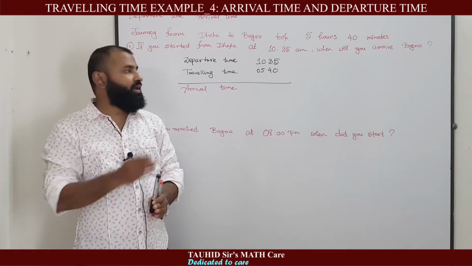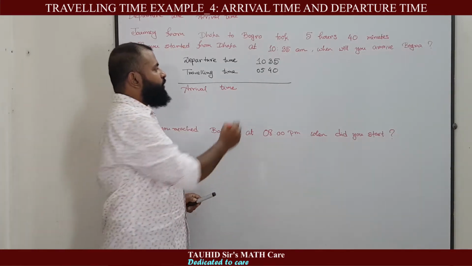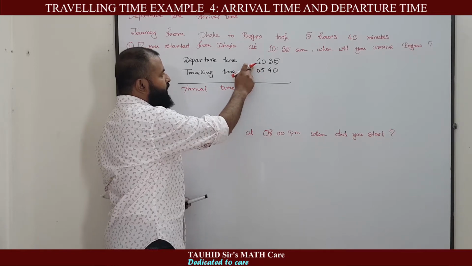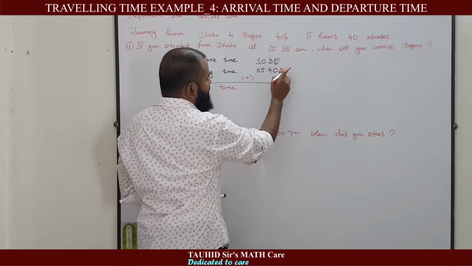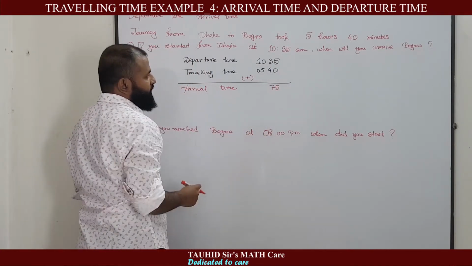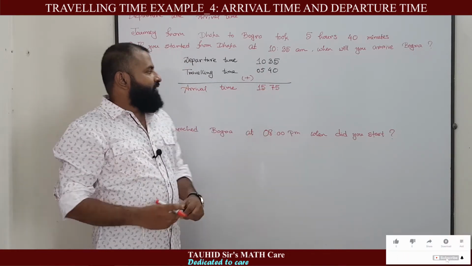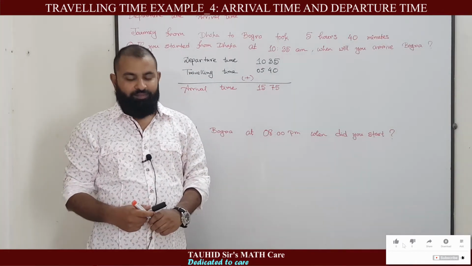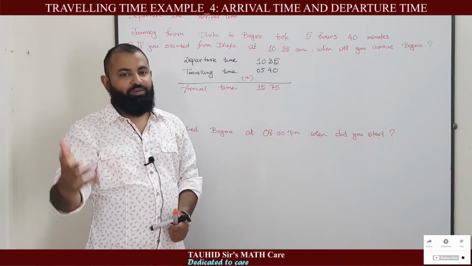When you are given the departure time and the traveling time, to find the arrival time, you need to add them. You add the traveling time to the departure time. So 35 and 40, what do we get after adding them? We get 75, and 10 plus 5 we get 15. So the arrival time is 15 hours 75 minutes. Is it possible? No, we don't use 15 hours 75 minutes.